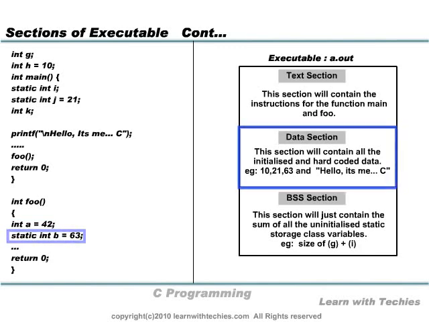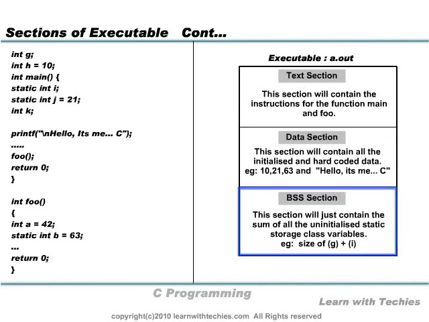But the variable b is not initialized using instructions. Instead, when foo function is entered, it will directly start using the value saved in the data section for variable b. So in the first invocation of the foo function, the value of variable b will be 63. If the value is changed, next time when foo function is entered, it will see the new value in data section. I hope now you know why static variables are able to retain their values across function calls.